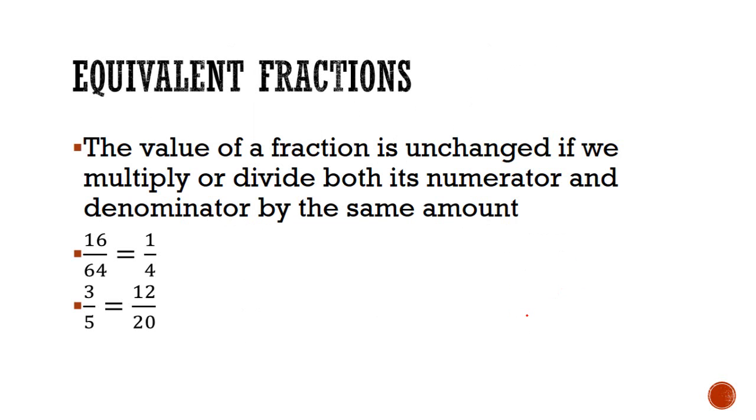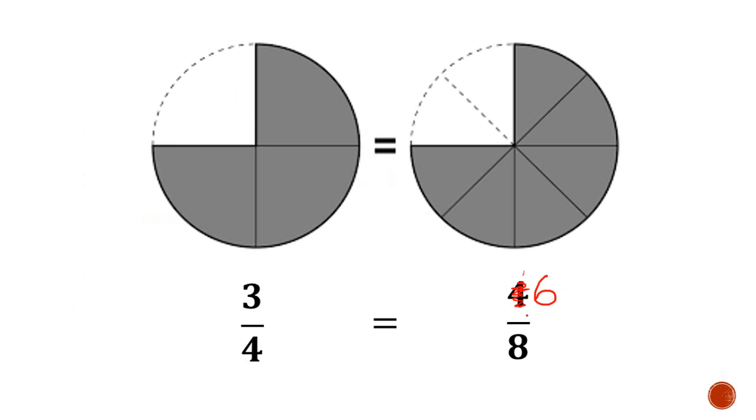The value of a fraction is unchanged if we multiply or divide both its numerator and denominator by the same amount. Going back to the example I provided before, we realized that 3/4 is the same as 6/8. But understand what the following slide is saying. If we multiply both the numerator and the denominator by the same number, we get an equivalent fraction.